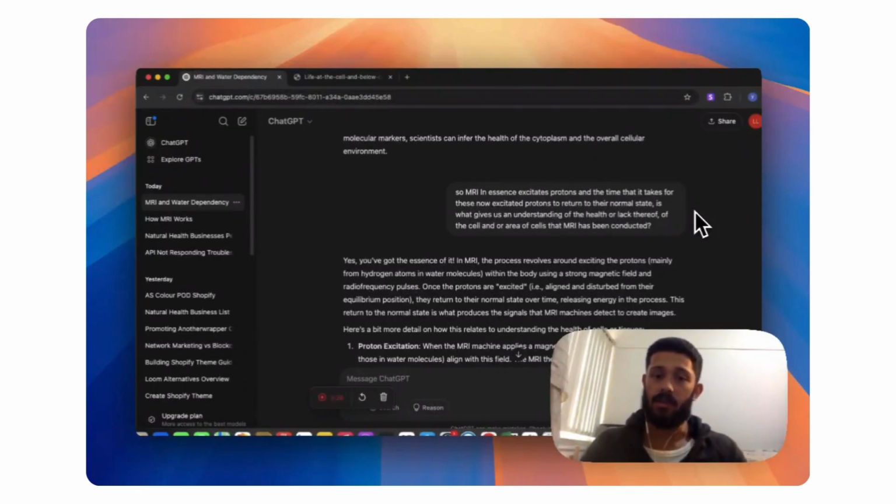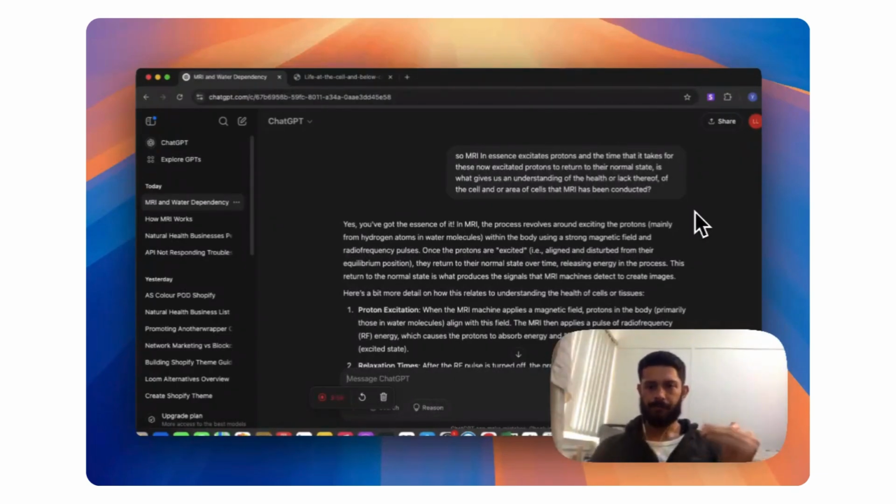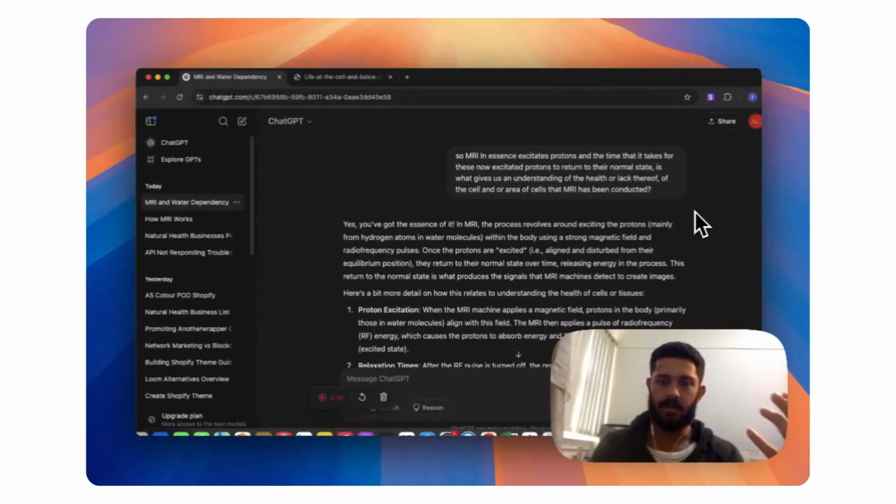And it says, yes, you've got the essence of it. The process revolves around exciting the protons, mainly from hydrogen atoms in water molecules within the body, using a strong magnetic field and radio frequency pulses, which is what we said. Once the protons are excited, aligned and disturbed from their equilibrium position, they return to their normal state over time, releasing energy in the process. This return to the normal state produces the signals that MRI machines detect to create images.